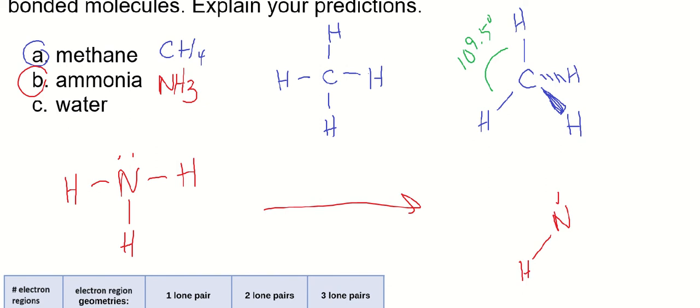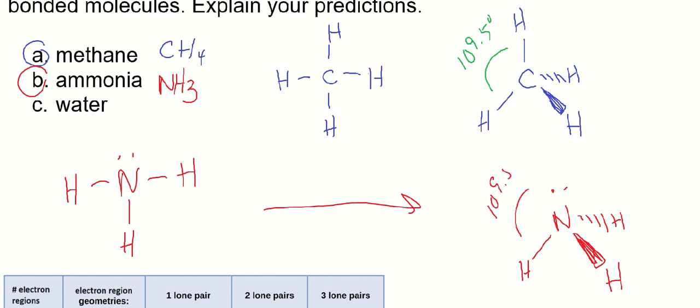This lone pair is on the same plane. Now, this hydrogen is coming out at you in front of the screen. I'll make that a little bit bigger. And then this one is going behind the screen, a little bit smaller. Notice the similarity in that they have electron regions that are 109 tetrahedral shape.